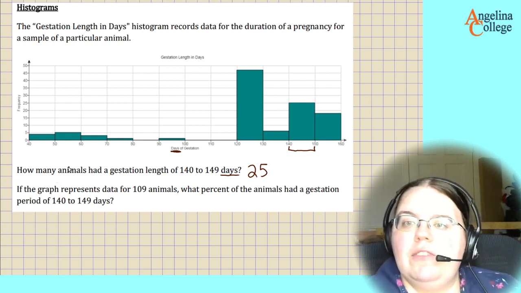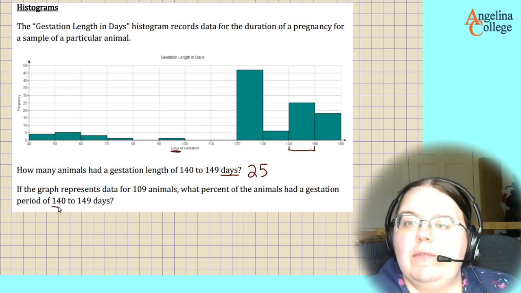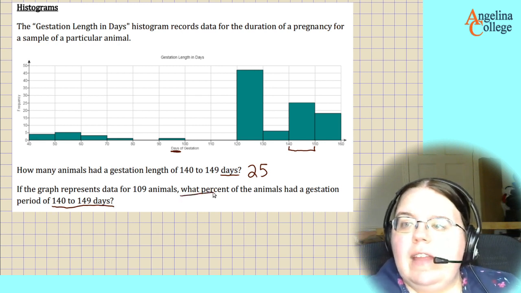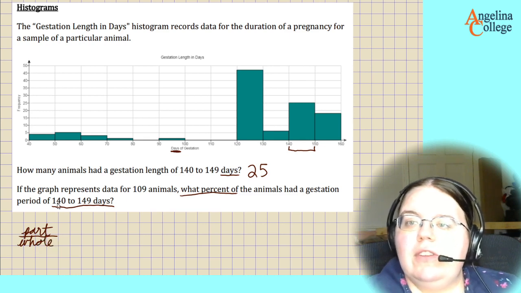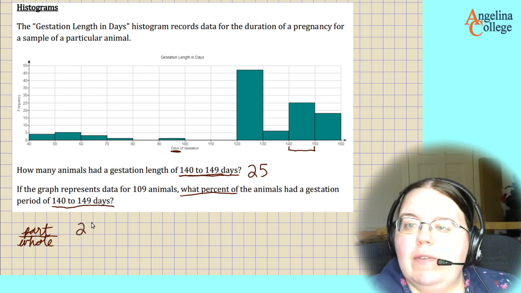Now we have a follow-up question. If the graph represents data for 109 animals, what percent of the animals had a gestation period of 140 to 149 days? So when we say what percent of, that tells me, again, we've got a part out of whole type situation. Now 140 to 149 days, that's the same as we dealt with right here. So that part is going to be the 25 that we just found.